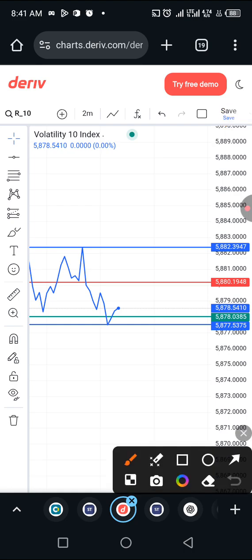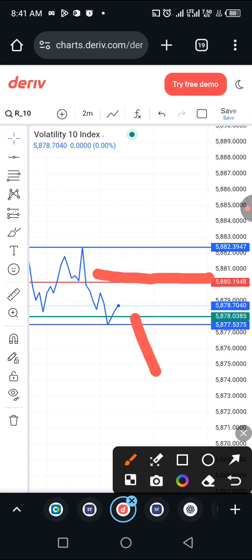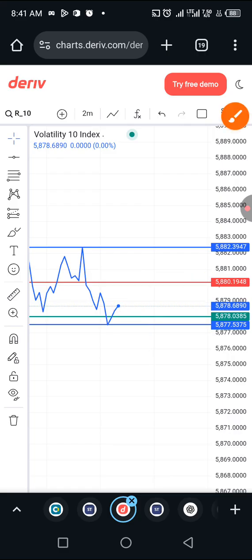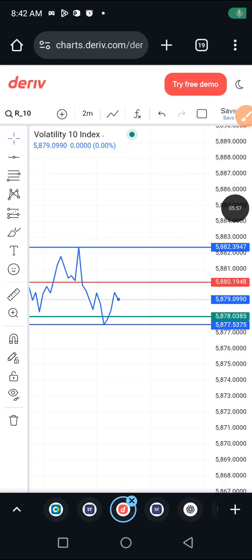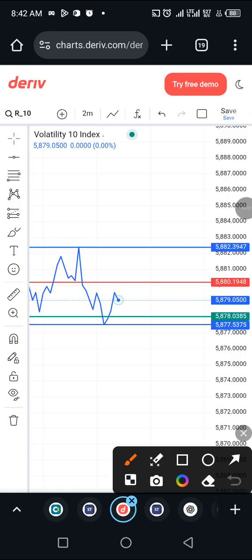So even if it's not going to come low, we believe that in the next 2 minutes it will not get to our stop loss here. So that's the concept behind it. Let's wait and see. Alright, so this is already now a buying market.